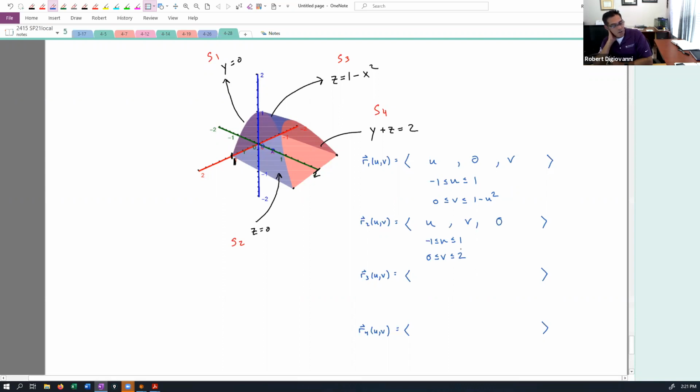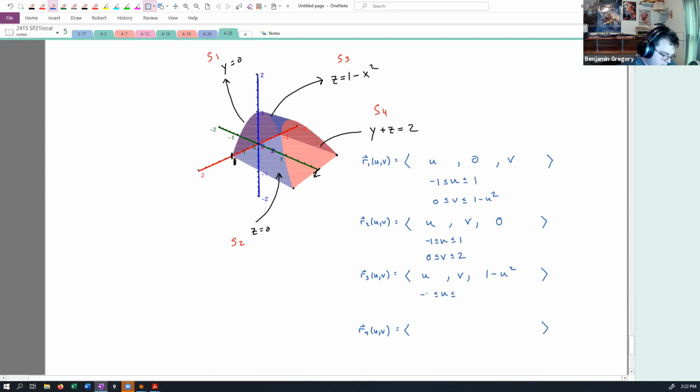Okay, what about S3? S3 is a little weird. I took a shot at it and went with u, v, 1 minus u squared. And then your restrictions on u, -1 and 1, and on v, 0 and 2 minus u.